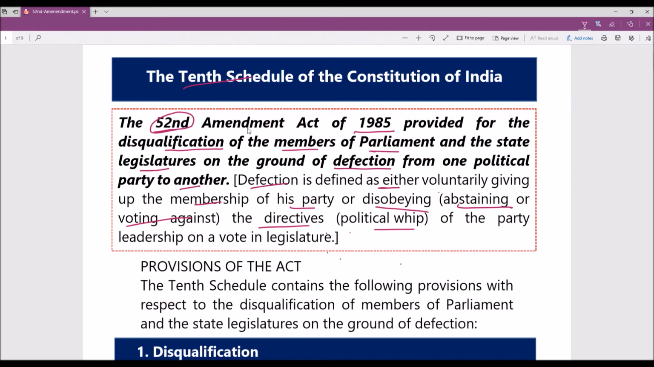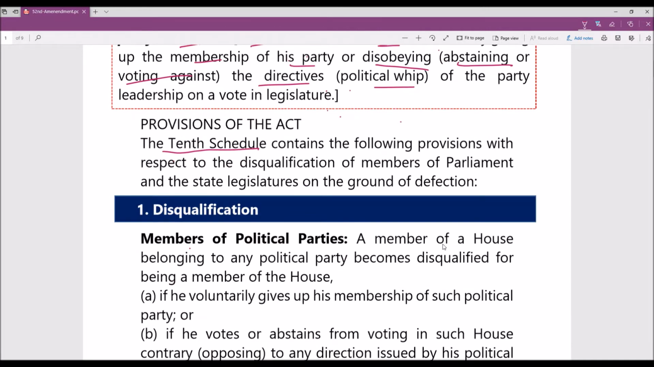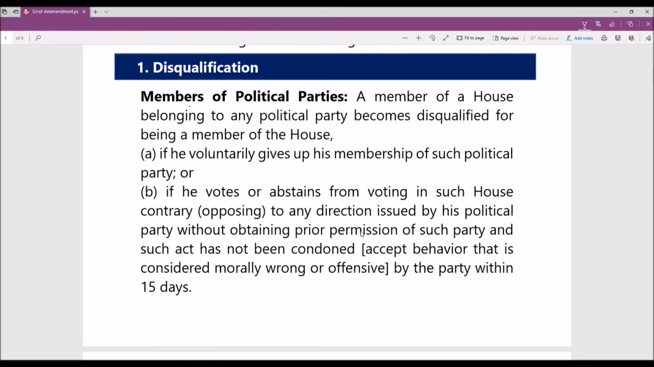So what are the provisions of the act? The 10th Schedule contains the following provisions. So let us see what they are. First is disqualification. When can we say that a member is disqualified? A member of a house belonging to any political party, we call it a member of a political party, say BJP or Congress, becomes disqualified.